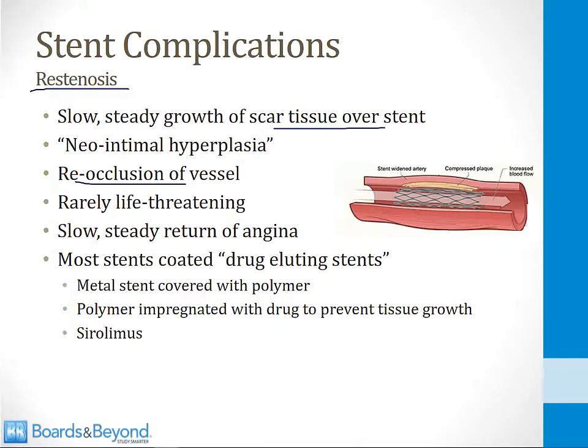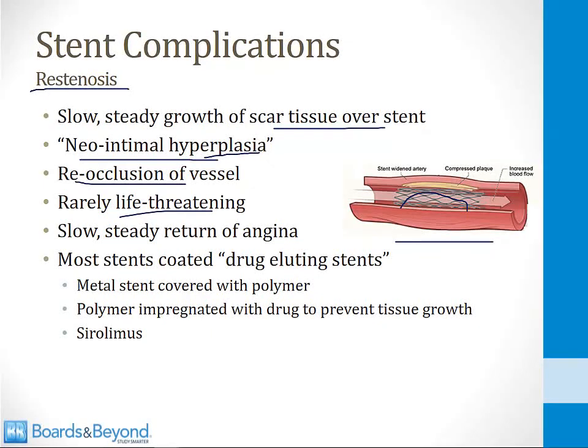So if you look at this drawing on the right side of the screen, we've got a freshly implanted stent and good blood flow through the vessel. But sometimes scar tissue grows over this stent and reblocks the vessel and the angina returns. The way that scar tissue forms is through a process called neo-intimal hyperplasia. Neo means new, so this is a new intimal layer of the vessel that forms as a result of fibrous tissue hyperplasia. That's why it's called neo-intimal hyperplasia. This is rarely life-threatening, but it does cause angina to occur.